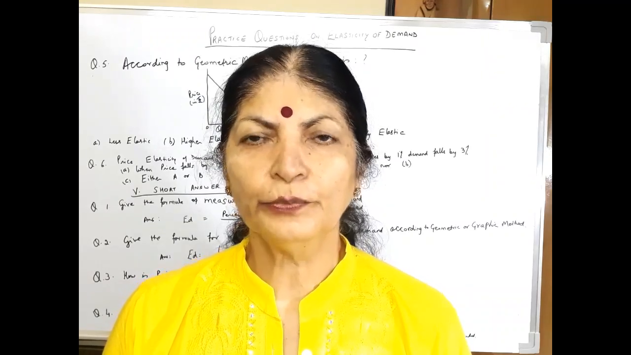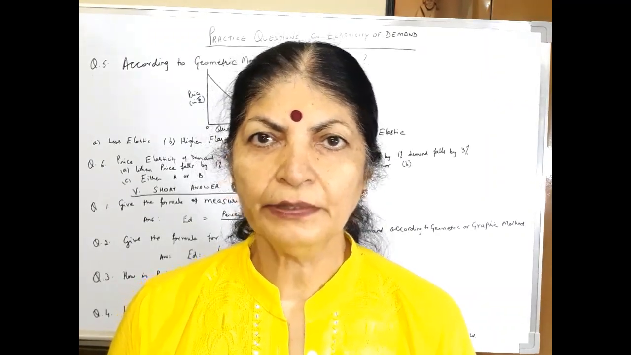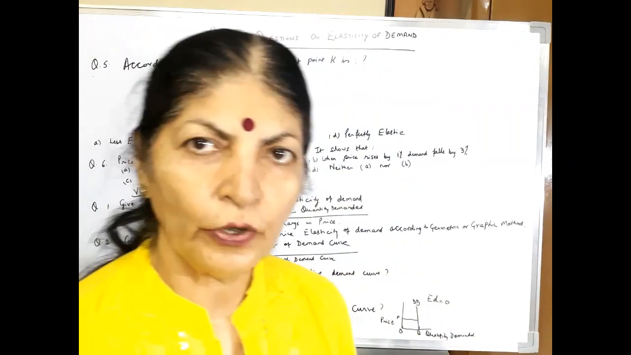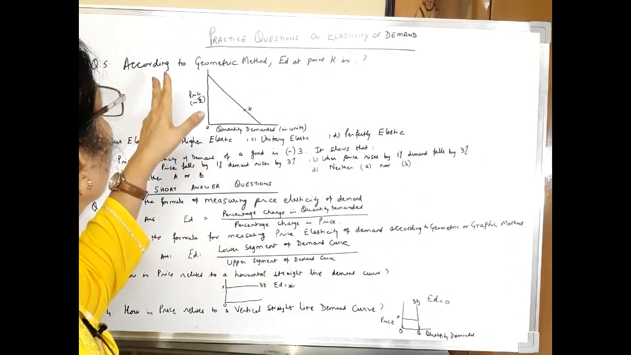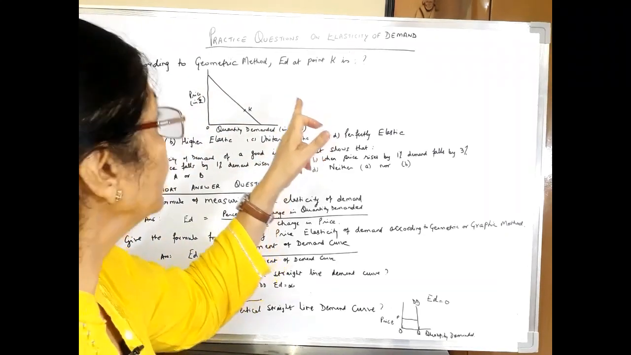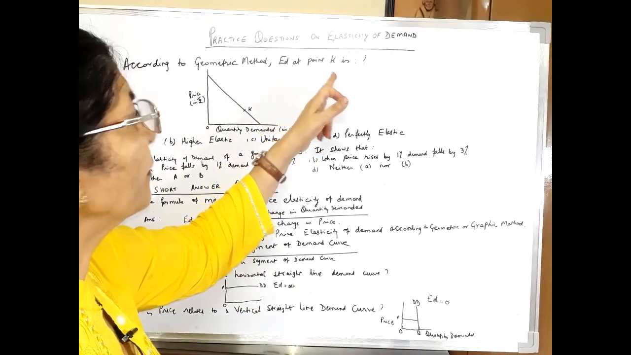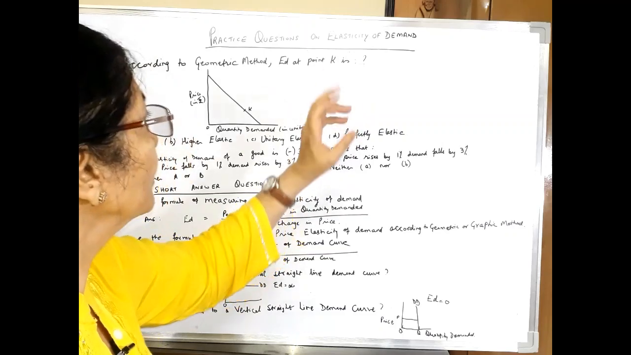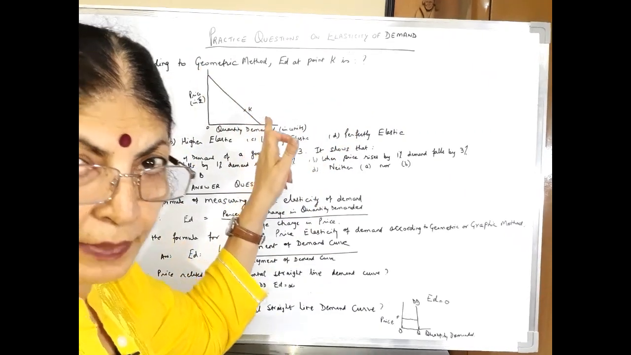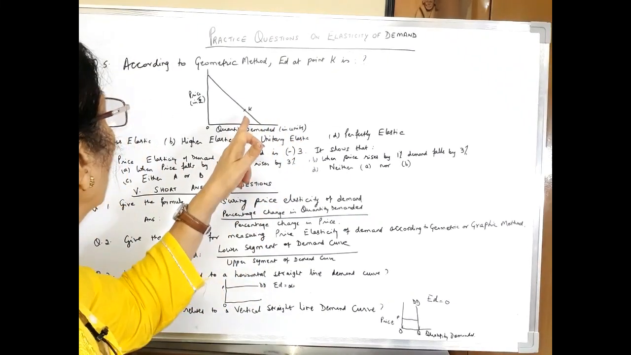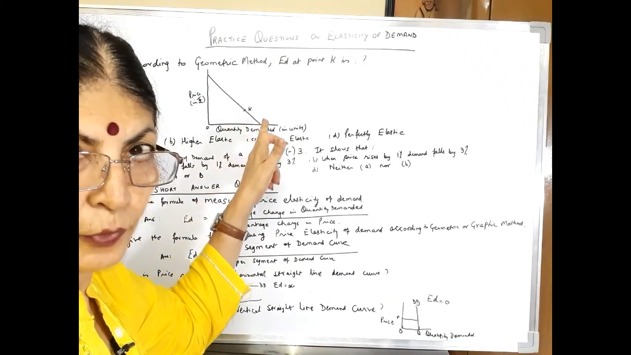So let us continue with the questions on elasticity of demand. We have done a few. Let us carry on with it. Question number 5 talks about, according to the geometric method, elasticity of demand at a point K is what? This is point K on a downward sloping demand curve. What is the value of elasticity of demand at point K?